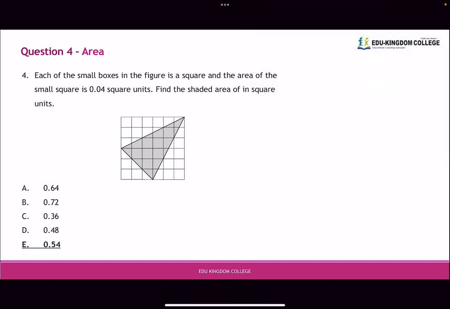So let's count how many full squares we have. So we have 1, 2, 3 here, 4, 5, 6, 7. So we have 7 full squares. Now we know these 2 should make a full square. These 2 should make a full square. These 2 should make a full square. These 2 should make a full square, and these 3 should make a full square. Okay, so if you slot them into one square, then they'll give you 1 full square. So that's 5 more full squares, and then we have these 3 half squares.